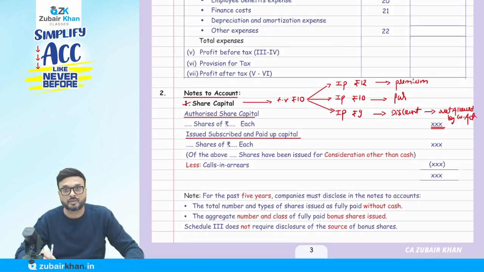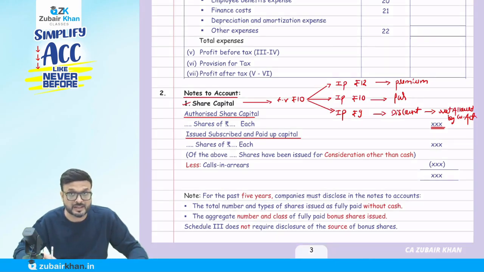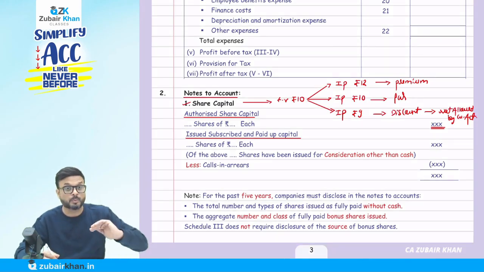So we will focus on these two points only. What do you mean by issuing the shares at premium? It means that we are issuing at more than the face value.